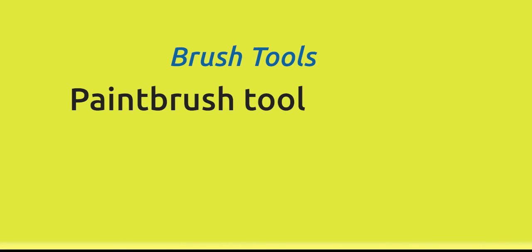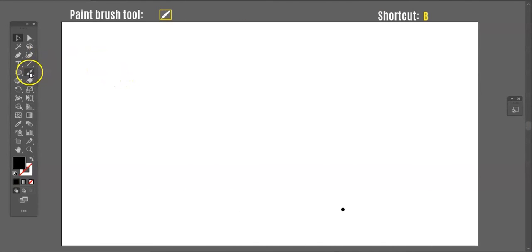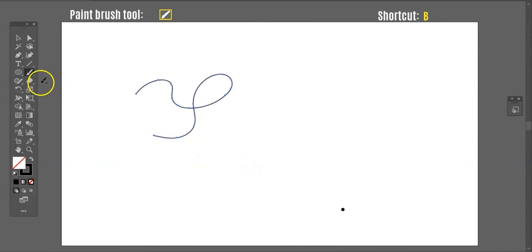The paintbrush tool. When you select the paintbrush tool and see this X icon, you know that the caps lock is on. Turn off the caps lock to see the paintbrush tool icon. Click and draw or write. Double click to change the settings.